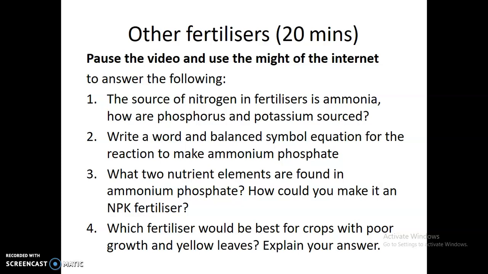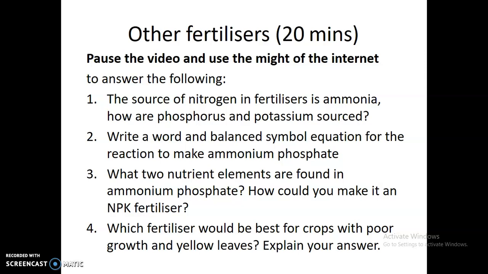What two nutrient elements are found in ammonium phosphate? Could you make that into an NPK fertiliser? Well, ammonium phosphate is going to have ammonia in, so that's got loads of nitrogen, and it's phosphate, so it's going to have phosphorus in. So you've got your N and you've got your P. What's not in there? You haven't got any K. So what do you need to do to that? You then need to add to that a potassium salt, some soluble potassium salt, potassium hydroxide. Potassium chloride would do it, but any one would do.